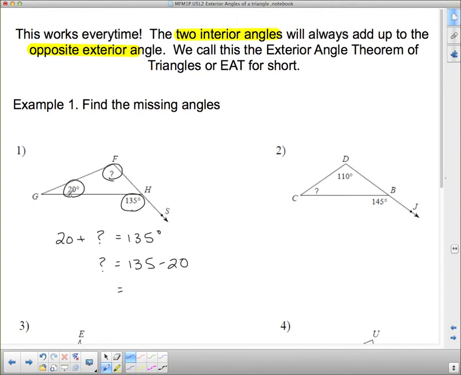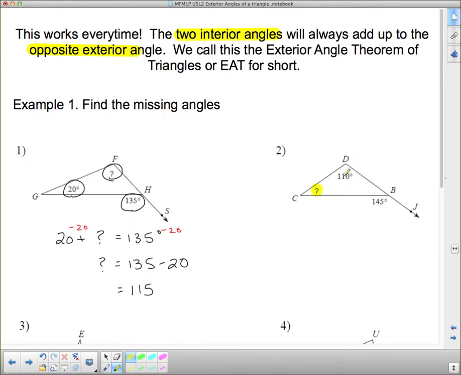I know those add to that, so all I have to do is subtract 20 from 135 and I get that. So that's 115. This actually is starting to look an awful lot like algebra. Sorry to bring that word up again, but here to figure out what the question mark is, I just have to subtract 20 from both sides. Okay, so it looks a little bit like the algebra that we were doing before. Okay, how about over here?